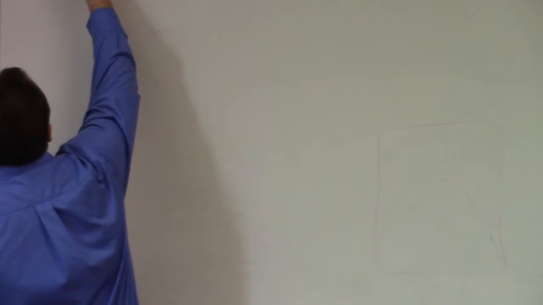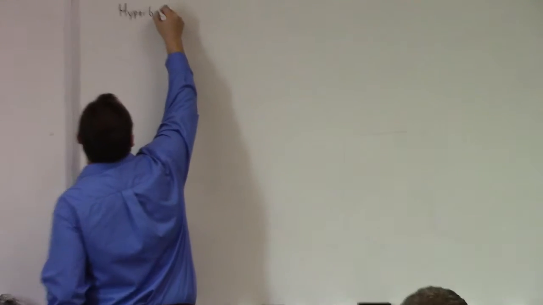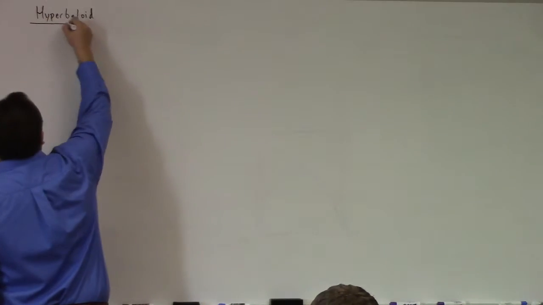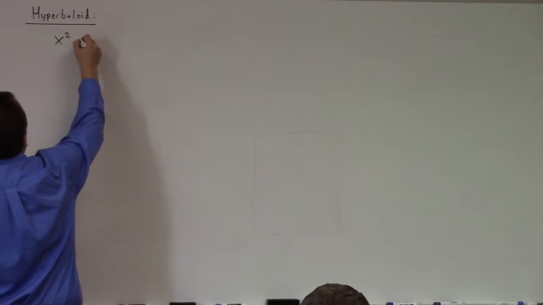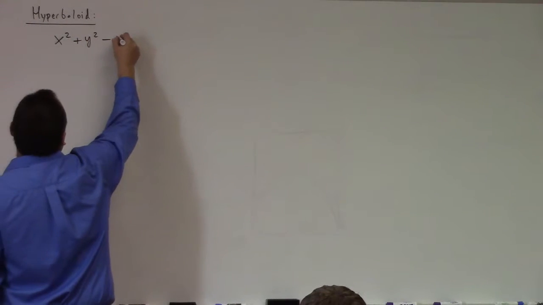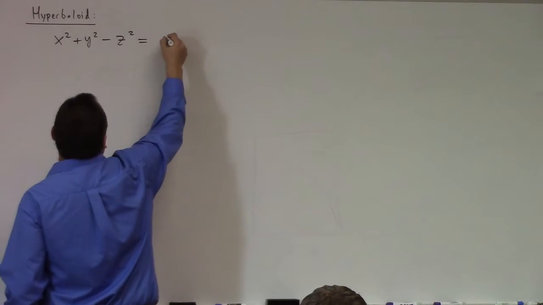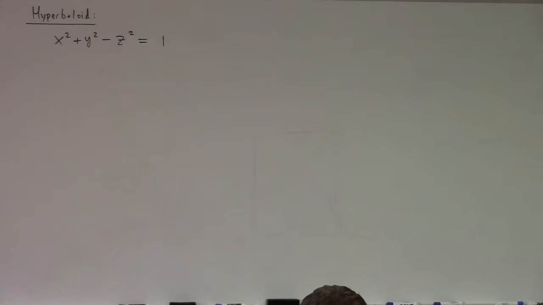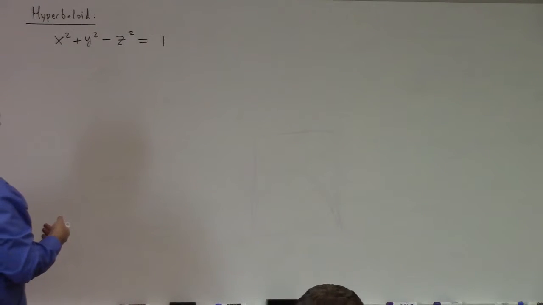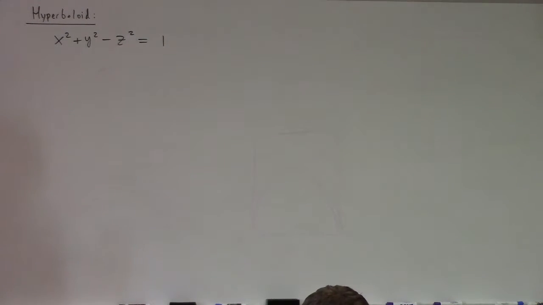Let's look at a hyperboloid. I might look at a cone later, I don't know. So how about this? x squared plus y squared minus z squared equals 1. How would you parametrize this? Is that a hyperboloid of 1 or 2 sheets?